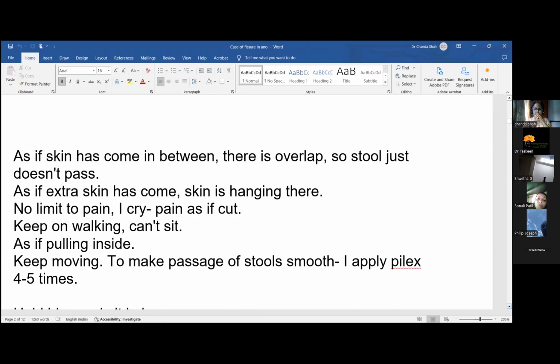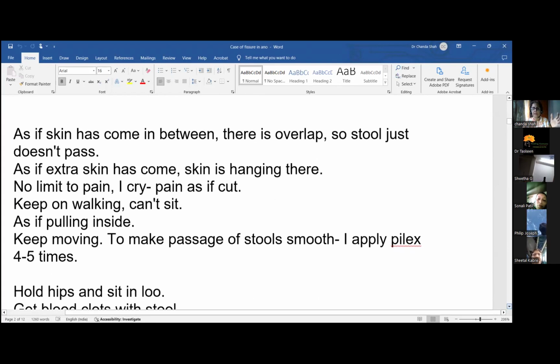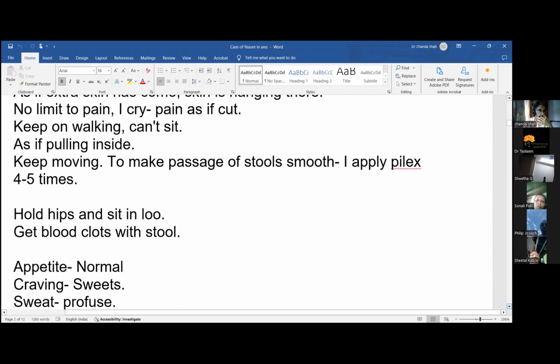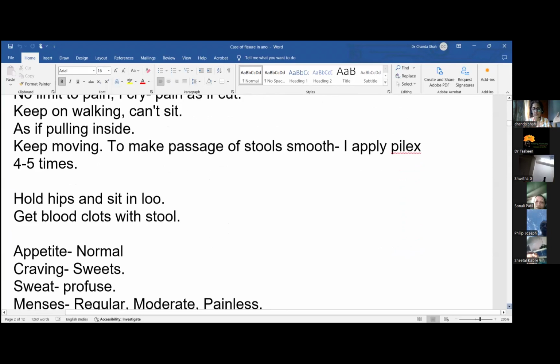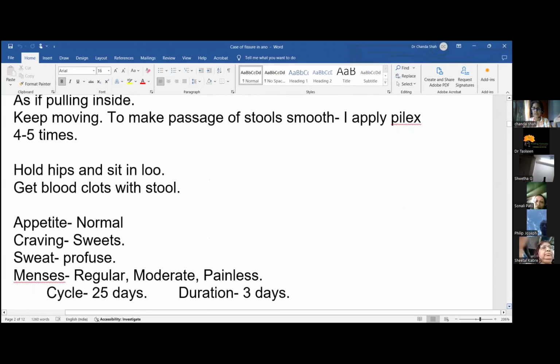Saying, doctor, there's no limit to the pain. I cry. The pain is as if it is cut there. I keep on walking. I can't sit. As if there's pulling inside. I keep moving. And to make the passage of stool smooth, I apply Pilex four, five times a day. Okay. Then I hold my hips and sit in the loo. I get blood clots with stools.